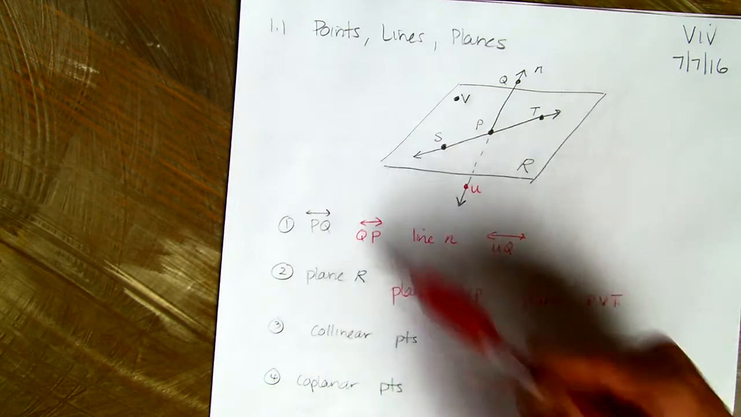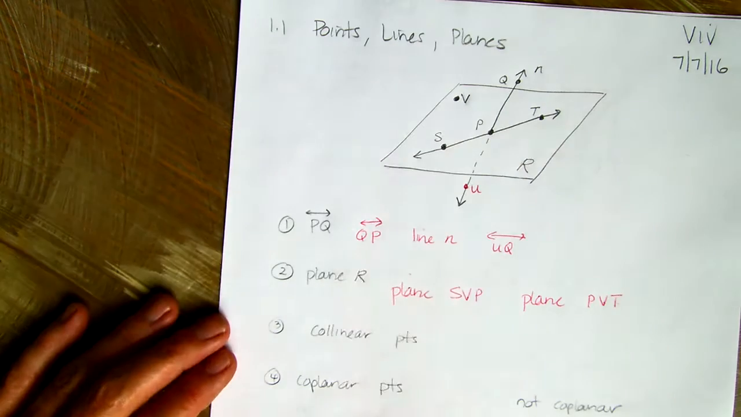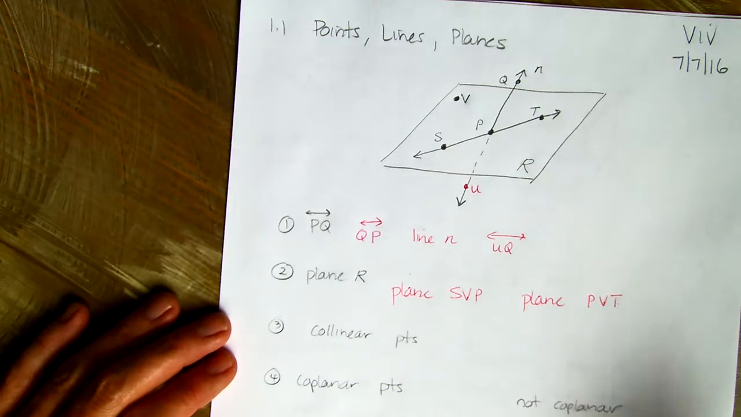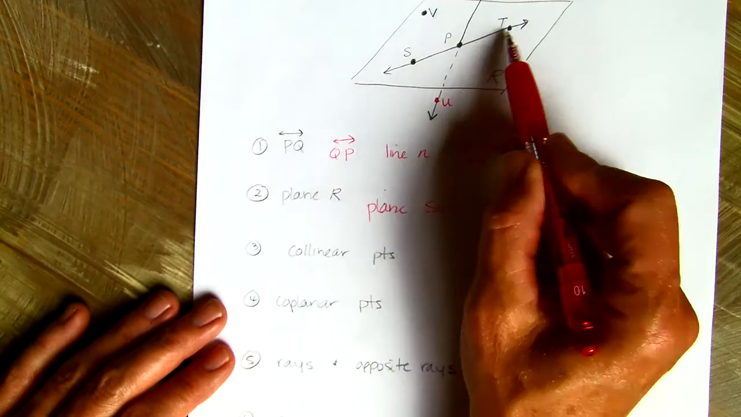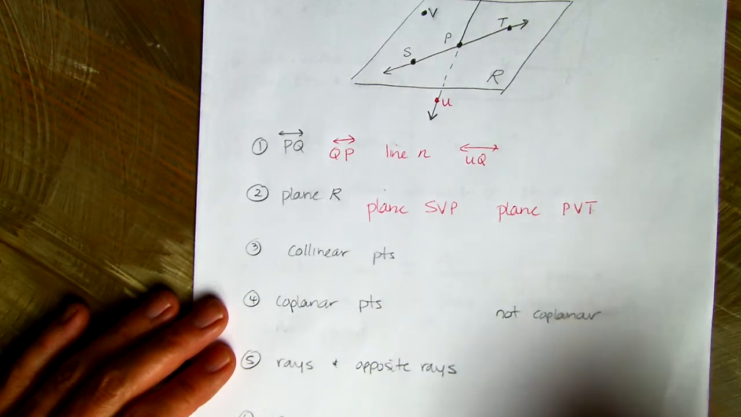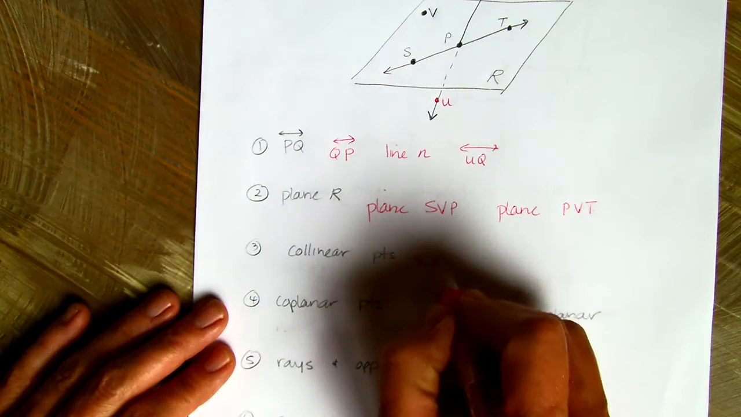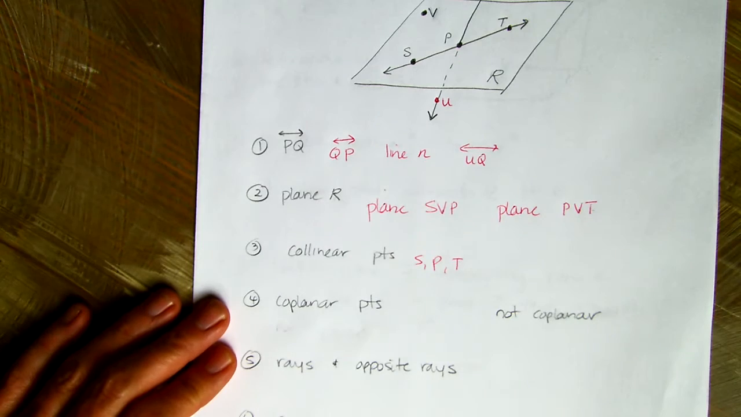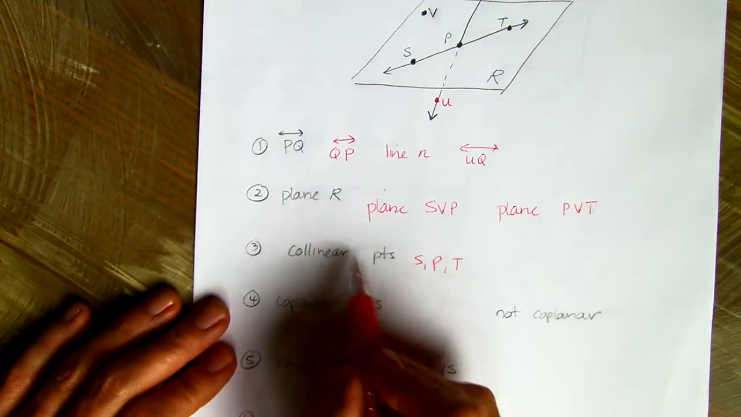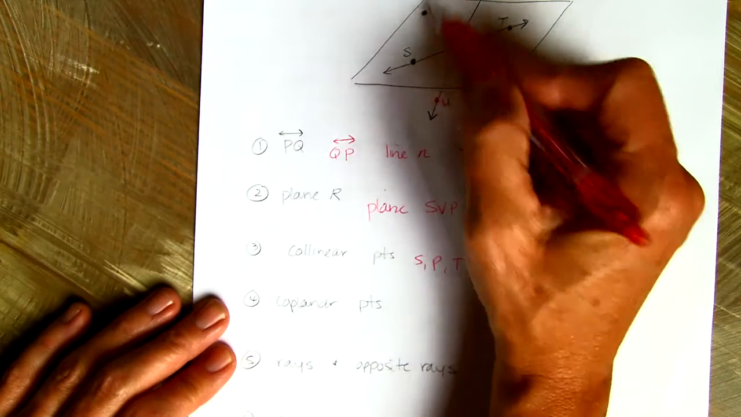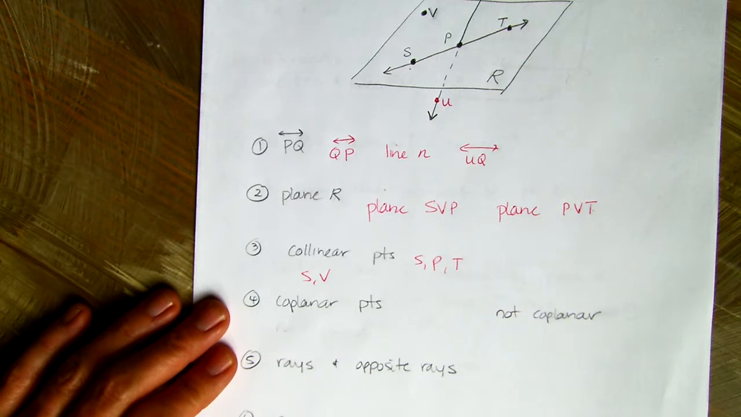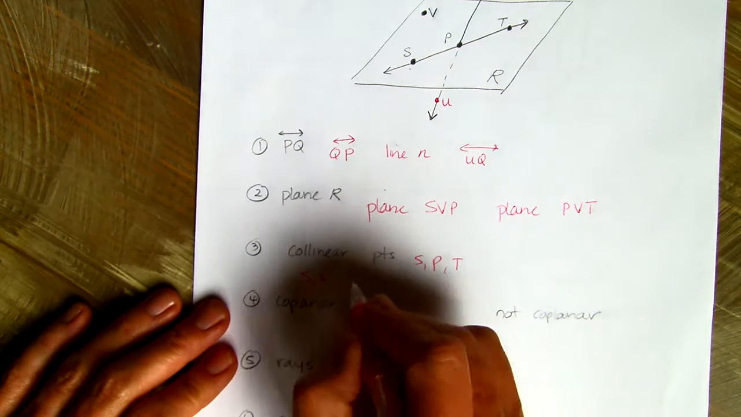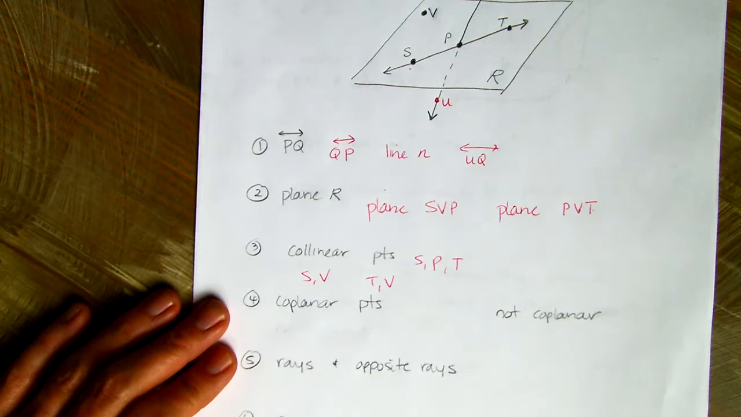By the way, you will be working in pencil. Since I created my sheet in pencil, I'm writing the answers in red so you can see them clearly. So I was just talking about collinear points, 3 points that lie in a line. So S, P, and T are collinear. Any 2 points are always collinear. Just because there isn't a line through SV, S and V are collinear. T and V are collinear.